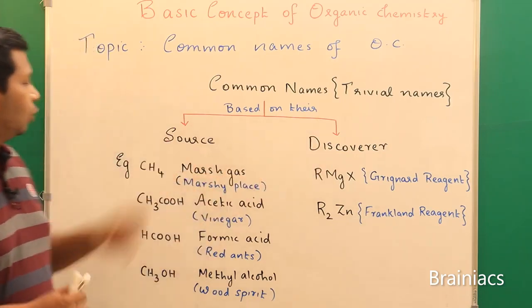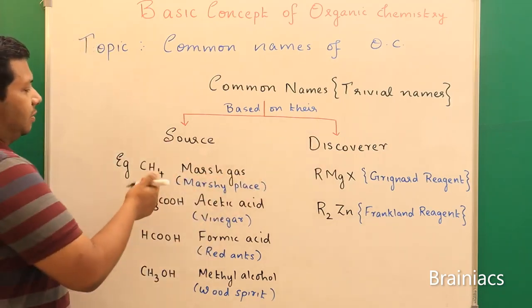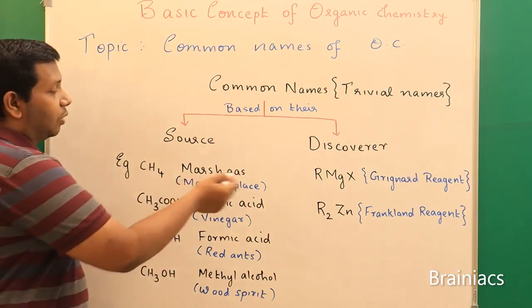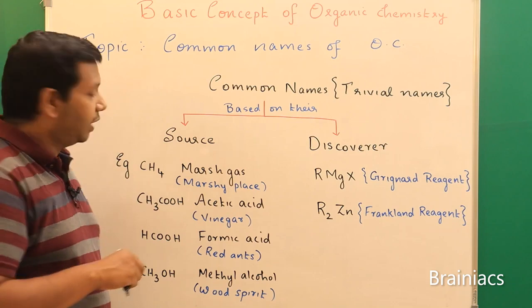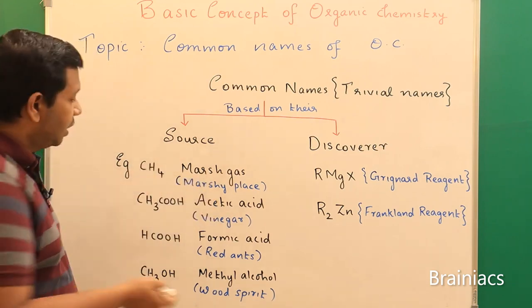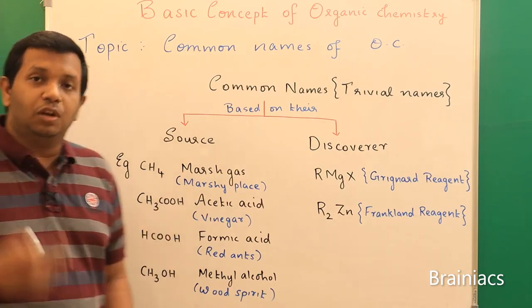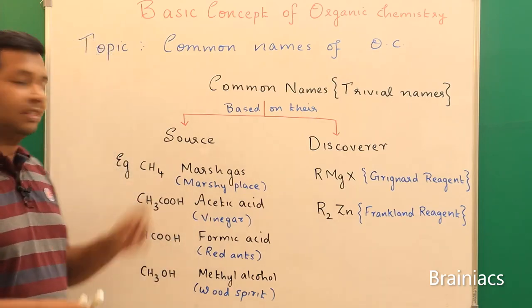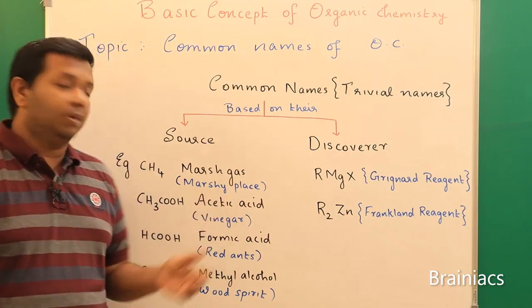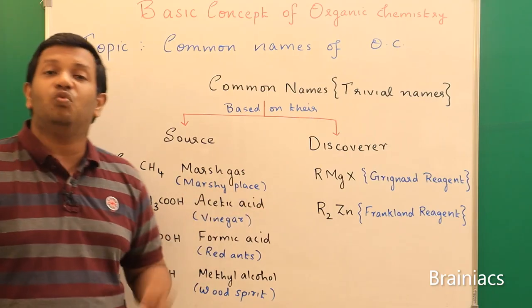Based on their source, the common examples are CH4. CH4 we know is methane, but earlier it was known as marsh gas. Marsh gas is its common name because it was obtained from marshy places. And CH3COOH, the IUPAC name is ethanoic acid, but the common name is acetic acid, because the term acetic comes from vinegar.